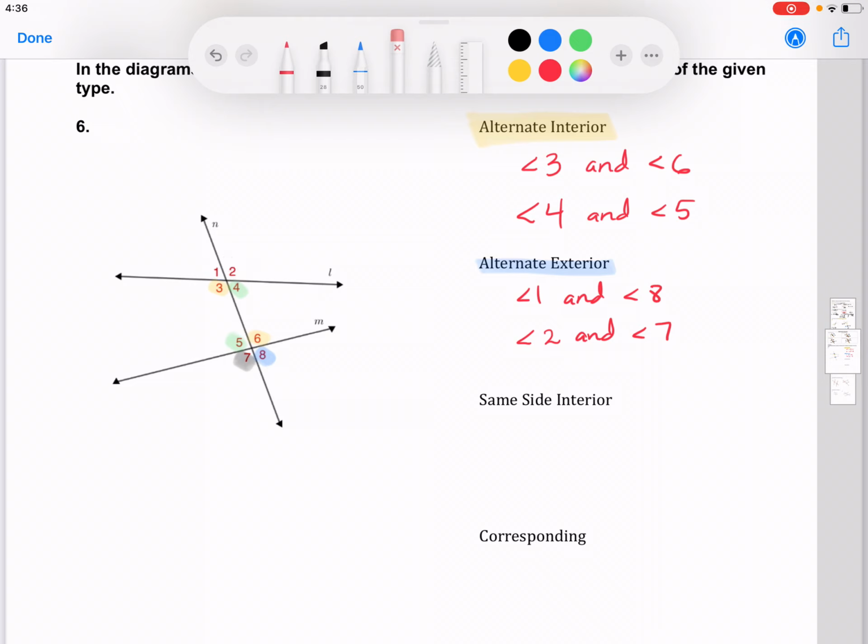Okay, now I'm going to clear all these out because we need to go to same side interior. Remember, you go into the same side of the transversal. So once again, this is the transversal right here. So 4 is on the same side as 6, and they're both inside the other two lines that they're crossing through. So we'd say angle 4 and angle 6. The other two would be 3 and 5, because they are both also inside of L and M, so between those lines, but on the same side of the transversal.